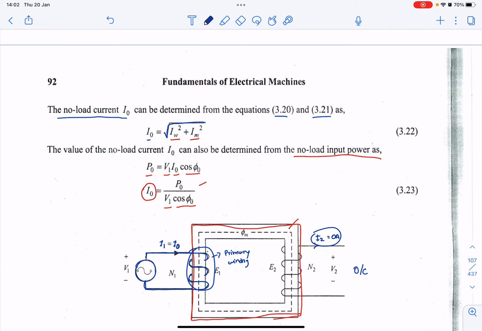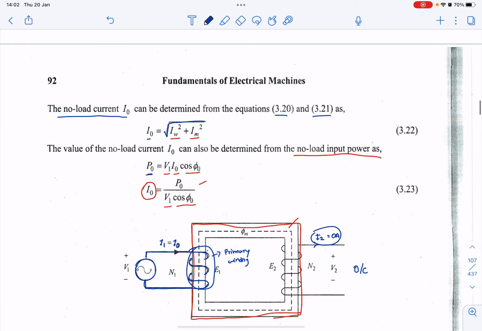So the value of the no load current I0 can also be determined from the no load input power as P0 equal to V1 I0 cos phi naught. So you can also find I0 based on using this equation.